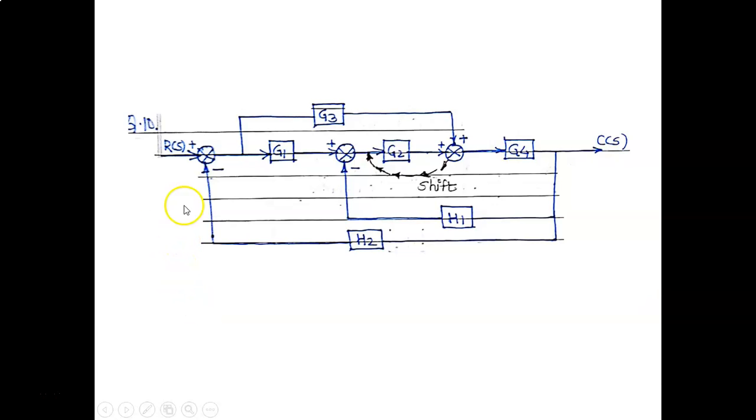Draw this diagram. In this diagram, this first summing point is there. After that, blocks G1, G3, G2. This is the summing point. This is the summing point. Block G4. Then this block H1, block H2. R is the input. C is the output.